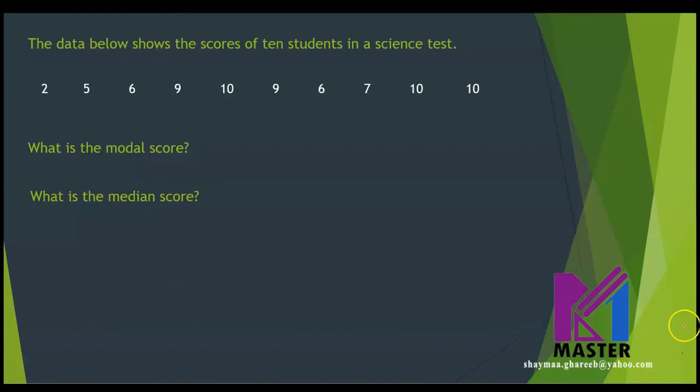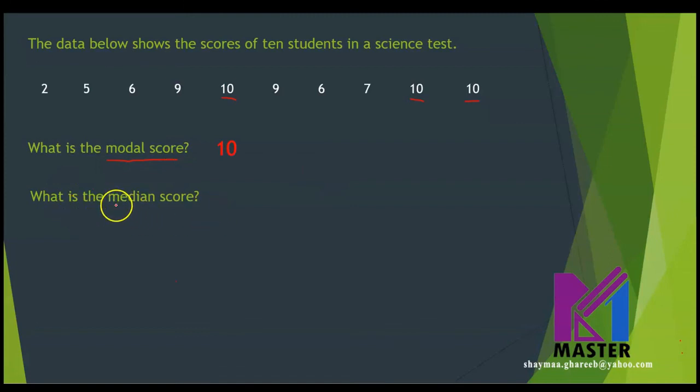So let's start with the modal score, which is the most repeated number. As you can see here, number 10 is repeated 3 times and it is the most repeated number. So the modal score will be number 10.